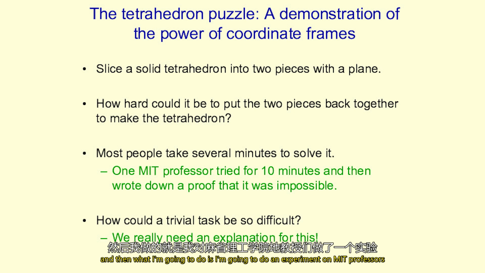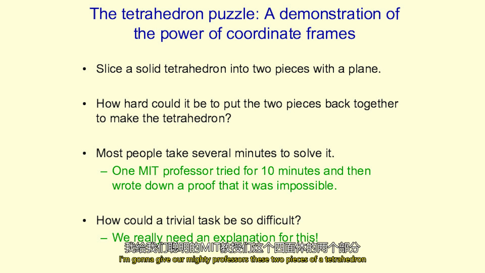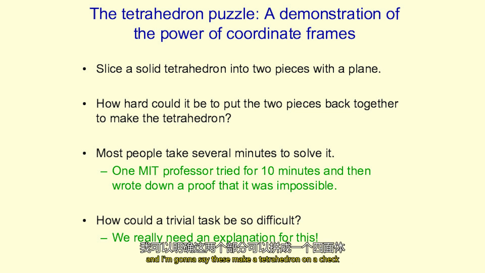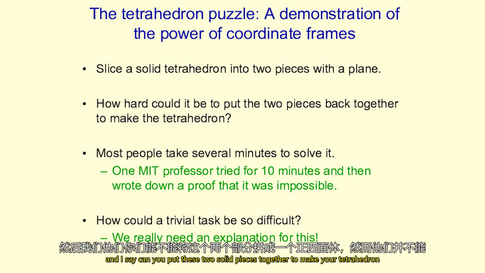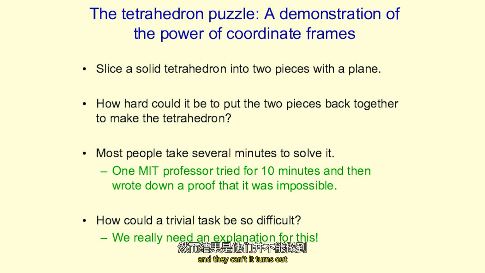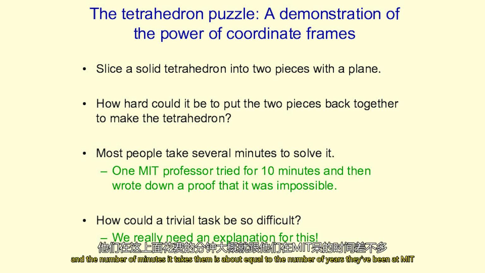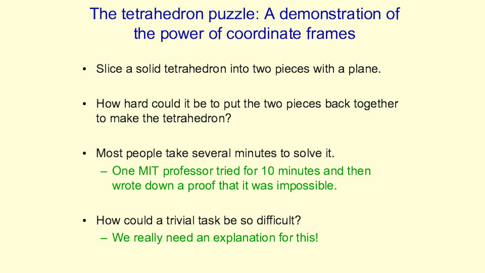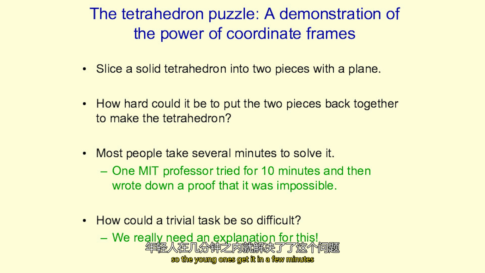and then I'm going to do an experiment on MIT professors. I'm going to give MIT professors these two pieces of a tetrahedron, and I'm going to say, these make a tetrahedron. I'm going to check they know what a tetrahedron is. And I'm going to say, can you put these two solid pieces together to make a tetrahedron? And they can't, it turns out. In fact, it takes them a long time, and the number of minutes it takes them is about equal to the number of years they've been at MIT. So the young ones get it in a few minutes, and the old ones just don't get it.